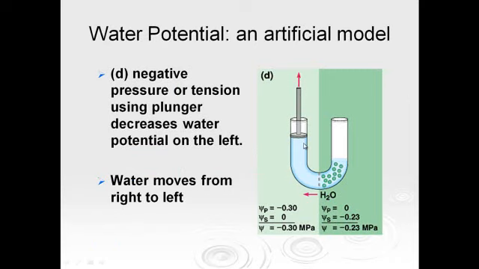Now, you can do it the other way. You can create a suction, and that's what this one's showing. If you create a pressure potential of a negative 0.3, so you're sucking it up, you can pull the water from the other side over. Again, pressure potential of 0.3, solute potential of 0, water potential of a negative 0.3, smaller than a negative 0.23, so the water is going to move that direction.